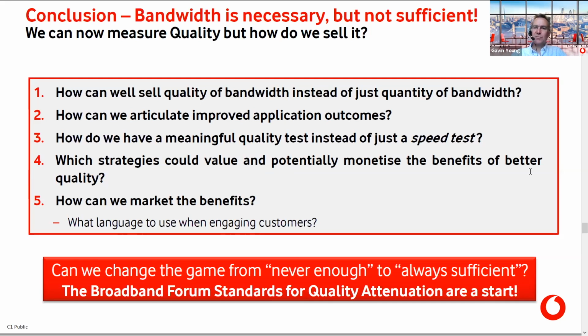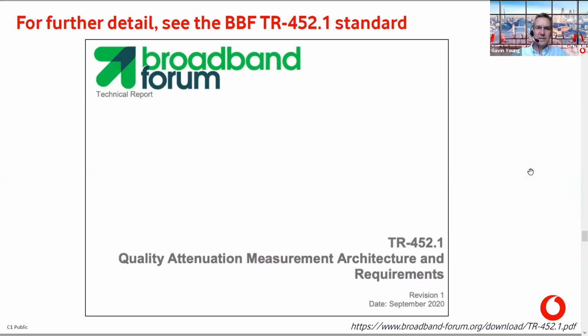But certainly, what we want to do is get away from the old state of broadband where it was never enough, to now that, having solved a lot of the physical layer issues, can we make it so that it's always sufficient, whatever application you want delivered over your broadband connection, it's always going to work pretty well. And certainly the Broadband Forum work around quality attenuation and the standards here are definitely a start. This is the Broadband Forum work that was published at the end of last year, so it's relatively new still, around the measurement architecture and requirements.